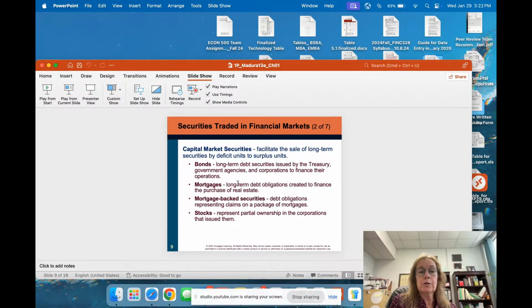Then there's mortgages, mortgages for real estate. And then they have mortgage-backed securities. These would be bonds that are backed by mortgages as collateral, actual property as collateral.